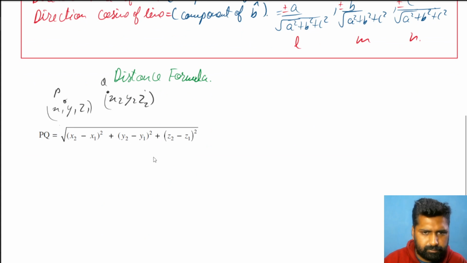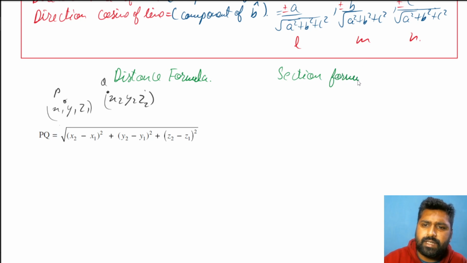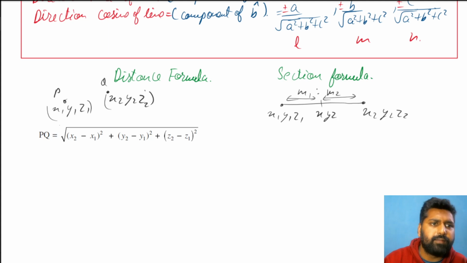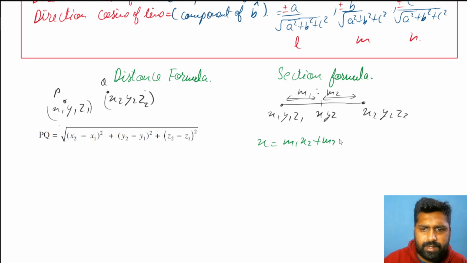Same thing you can do with section formula also. I'll write it. The section formula was done in vectors also. I'm talking about only internal division, like two points x1 y1 z1 and x2 y2 z2 being divided in some ratio m1 to m2, and you need the coordinate of this point x y z. So your x is m1 x2 plus m2 x1 upon m1 plus m2.